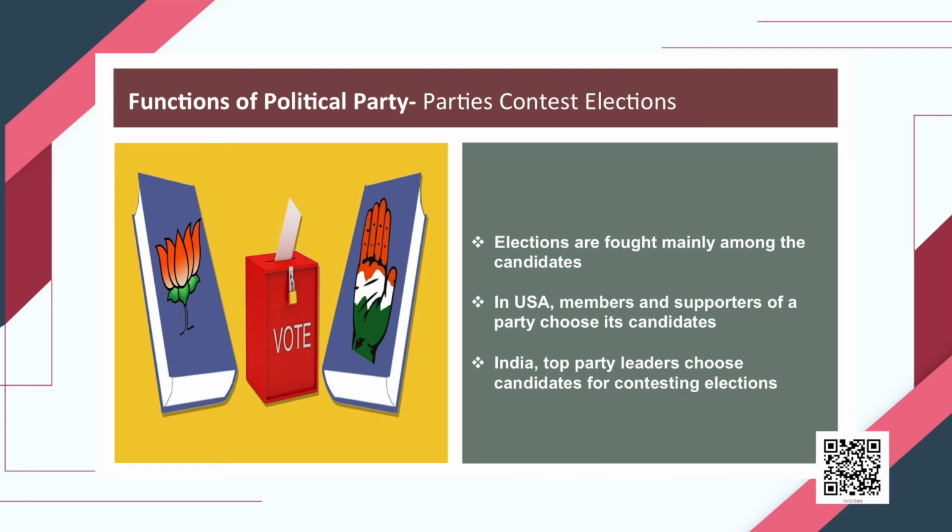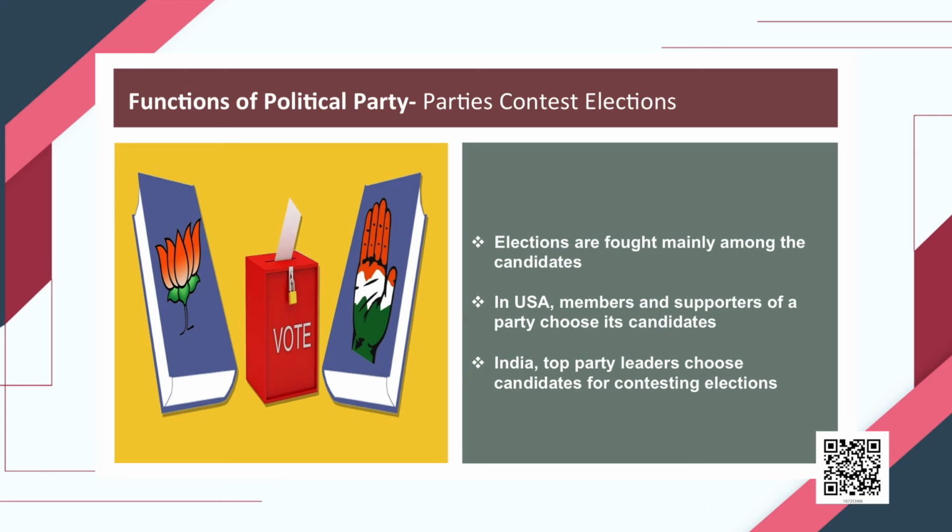So now that we know that political parties are an integral part of representative democracy, let us find out what they do exactly. So what does a political party do? Basically, political parties fill political offices and exercise political power. Parties do so by performing several functions. The first one is contesting elections. The existence of free and fair elections on a regular basis is considered the minimum condition for a democracy. In most democracies, elections are fought mainly among the candidates put up by political parties. Parties select their candidates in different ways. In some countries, such as the USA, members and supporters of a party choose its candidates.